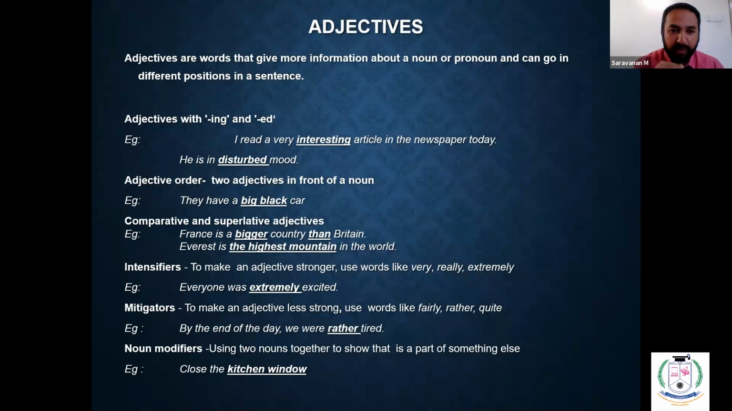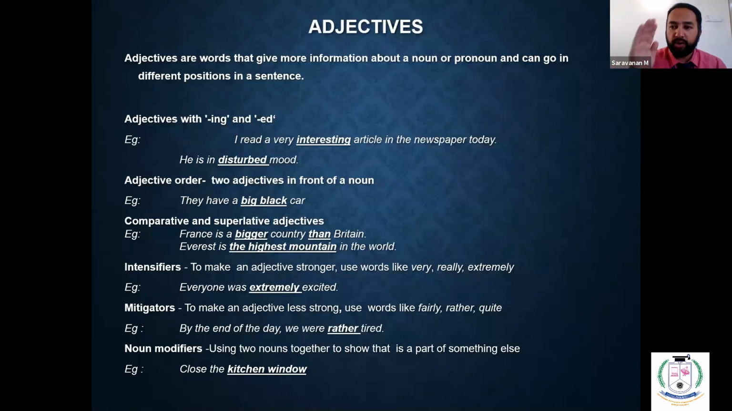See the next one. Comparative and superlative adjectives. What are comparative and superlative adjectives? That is, you're comparing between two nouns. See here. France is a bigger country than Britain. We are comparing France and Britain. We are comparing two countries. That is, we are comparing two nouns. France is bigger than.